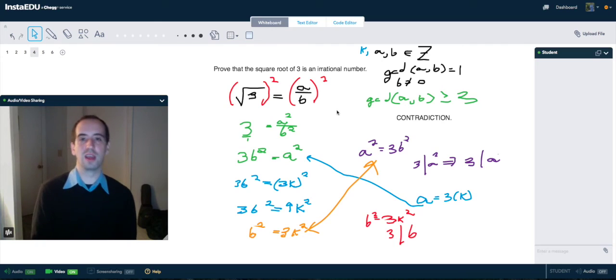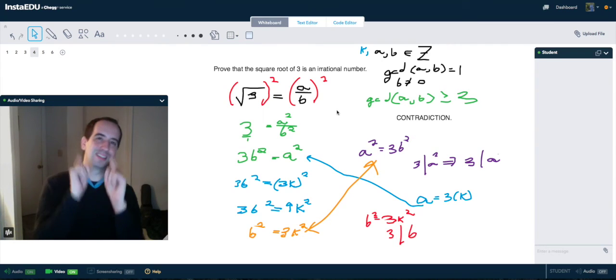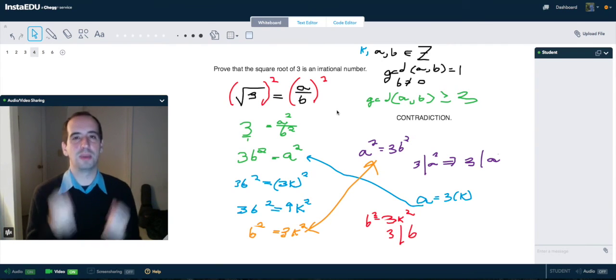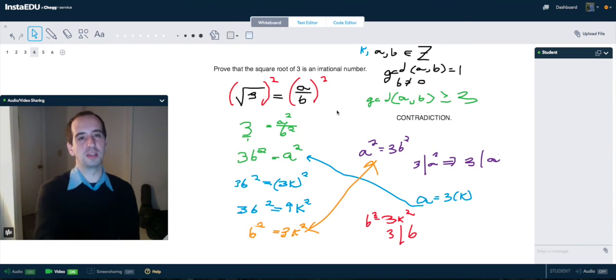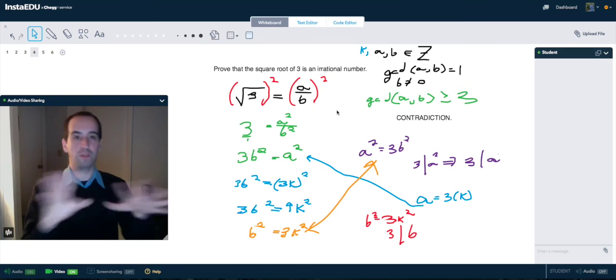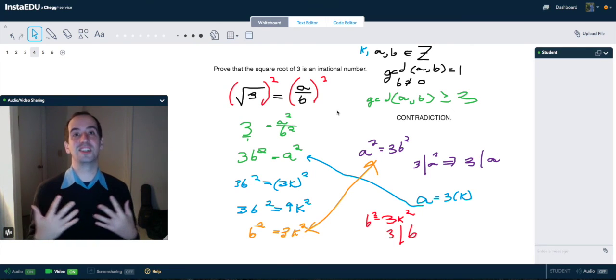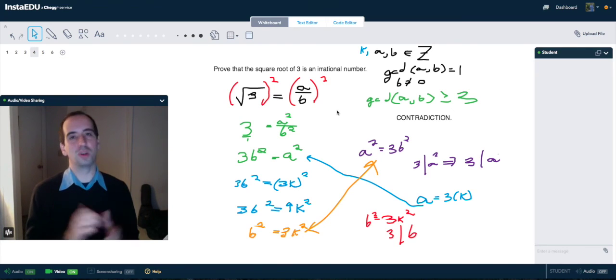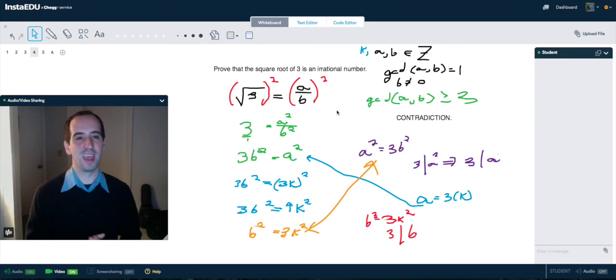We've proven that the square root of 3 must be an irrational number, because the conditions for rationality that we previously expressed were violated when we realized that the GCD of a and b was higher than 1. And that is how we do a proof by contradiction. There are so many really exciting proofs. This is one of the more famous proofs. But I think it's a great place to start.